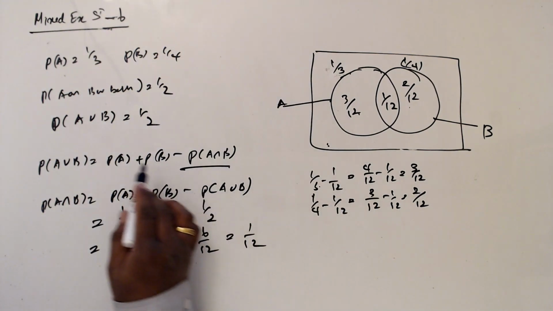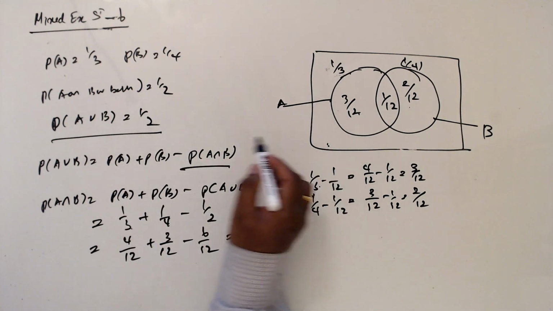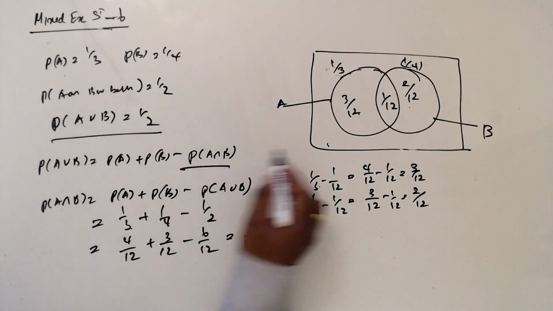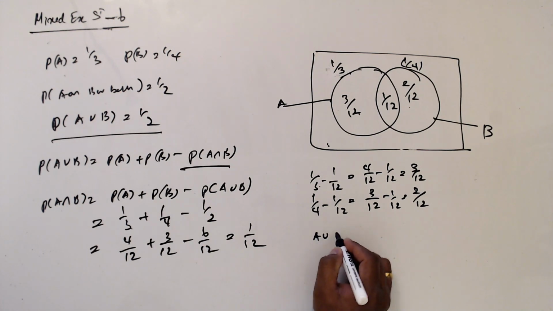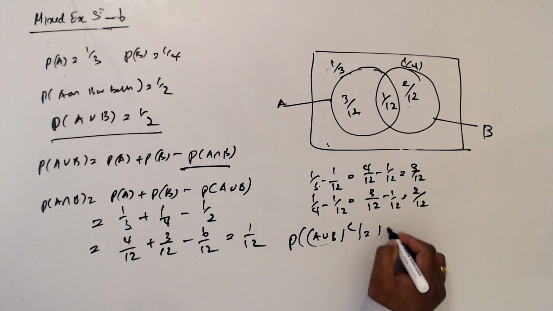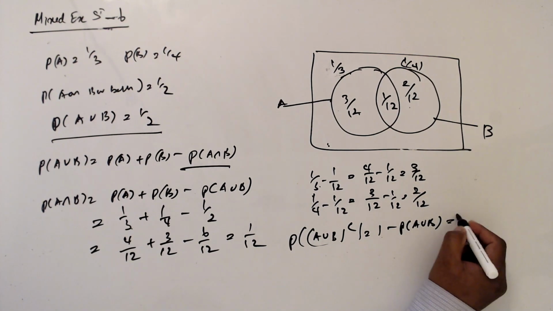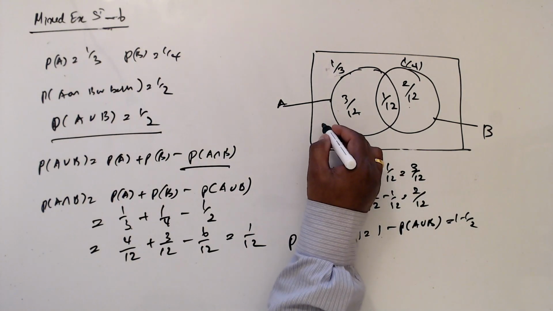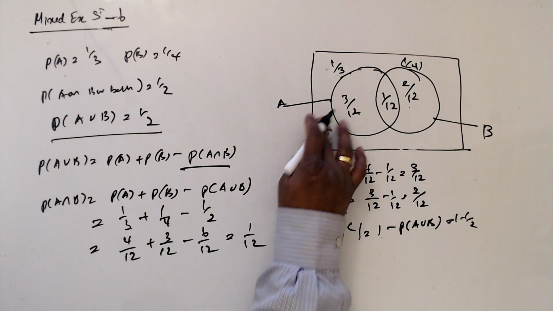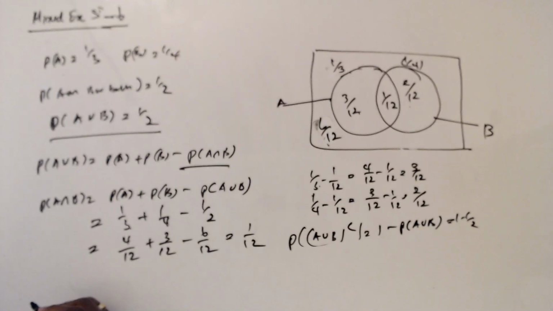So A union B we have half. Then the A union B complement probability is 1 minus probability of A union B, which is 1 minus half, this is half. So I'd rather write half as 6 out of 12, in terms of 12.